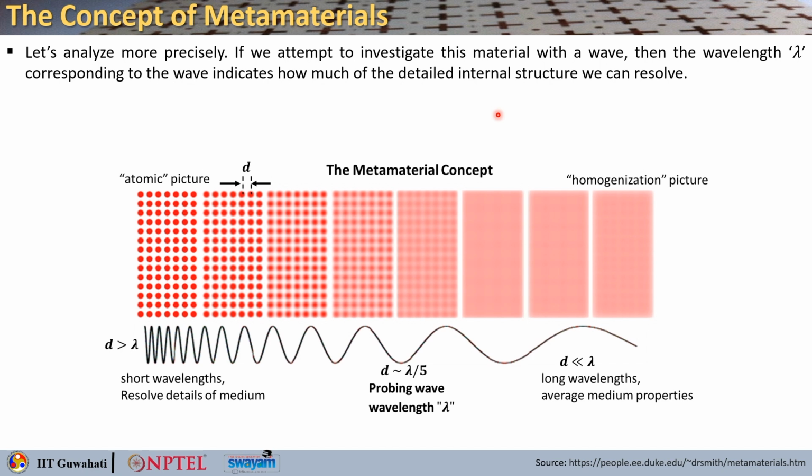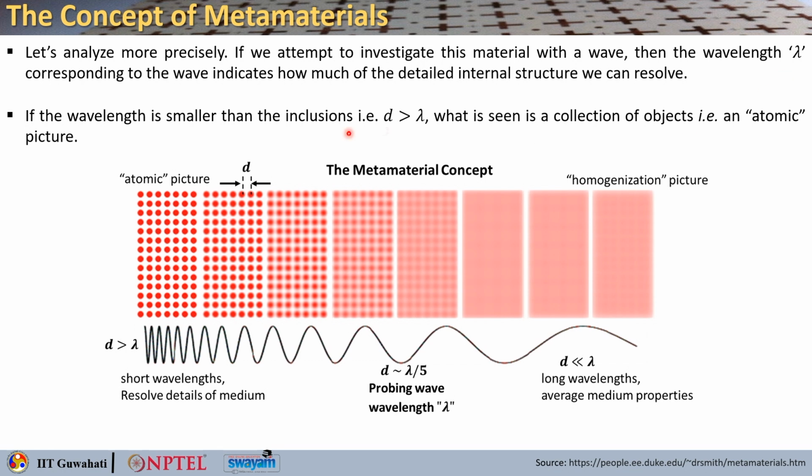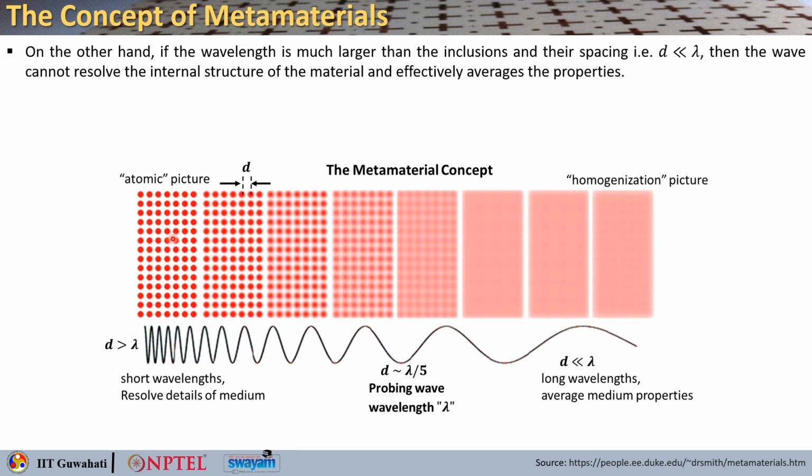If we attempt to investigate this material with a wave, let us consider the wavelength lambda. As we discussed earlier, if the wavelength is smaller than the inclusion, that is D is larger than lambda, in that case the wave is able to see a collection of objects, and you can call this the atomic picture. The atoms are represented by the little red dots that you see here.